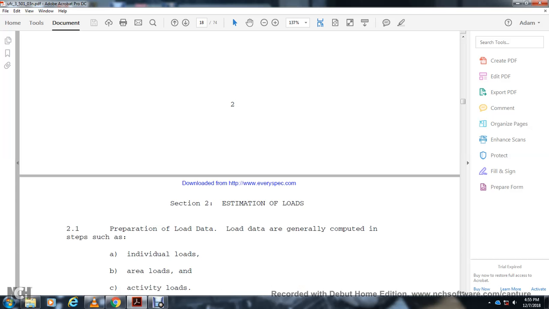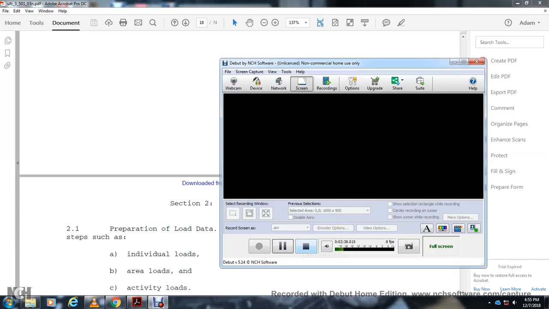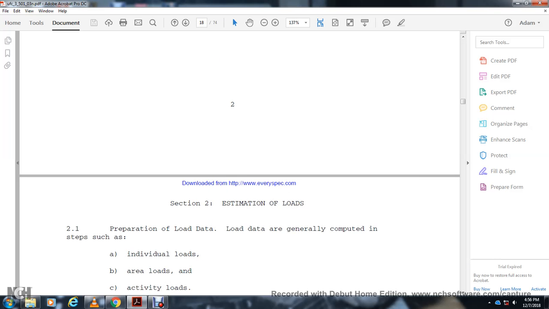Alright, Section 2, Estimation of Loads. Well, we'll keep reading since this is only a 2-minute tape.